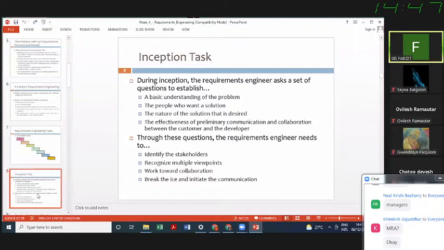So we have to understand that even when you're going to implement the system, you'll be having multiple viewpoints. You work towards collaboration. You break the ice and initiate the communication, perhaps doing this inception task. This is where you really start understanding the problem, trying to understand the stakeholders, the different viewpoints. You start collaborating together. Break the ice means you start and initiate the communication.